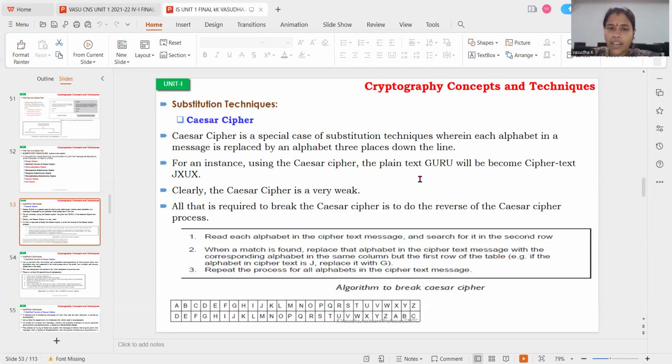Any letters you take, for example if I take Guru, what happens? In the place of G, I have J, so J will be taken. In the place of U, I have X, so JX. In the place of R, I have U. So JXUX will become the cipher text. What is the plain text here? Guru is the plain text and JXUX is the cipher text.